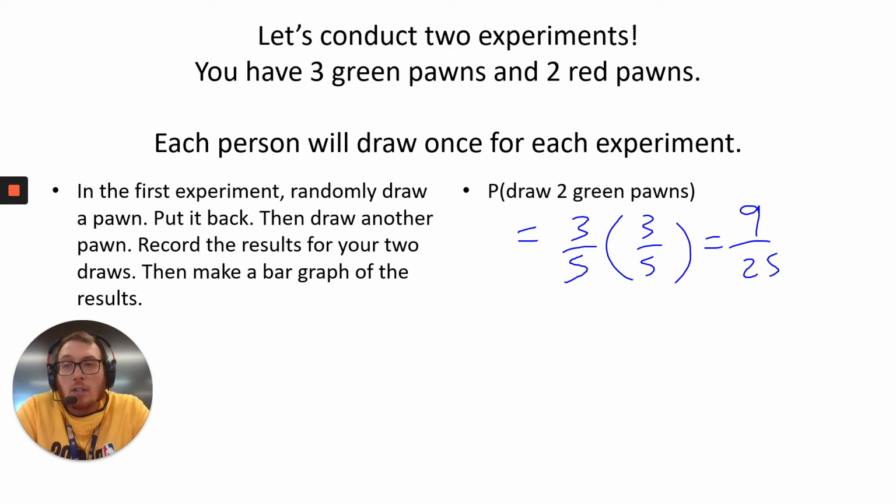So we're going to look at our own experiment. We have 3 green pawns and 2 red pawns. We're going to draw a pawn, put it back, then draw another one. If we were able to do this kind of as a group, we would collect all our data and see what happens. Okay, but let's just think about this idea.